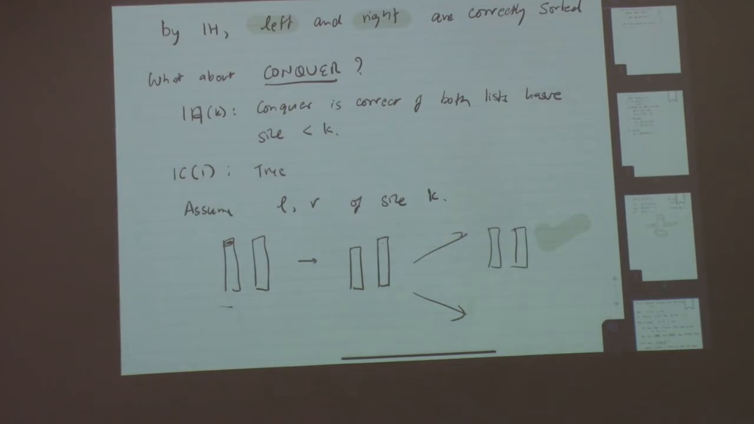But what happens in the other case? Now it looks something like this. We have k minus 2 and k, and I'm drawing exaggerated. So this is k minus 1 and k. This is k minus 1 and k minus 1. And this is k minus 2 and k. Can we apply the induction hypothesis here?